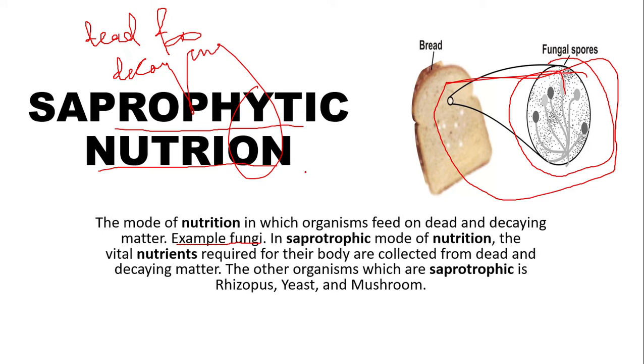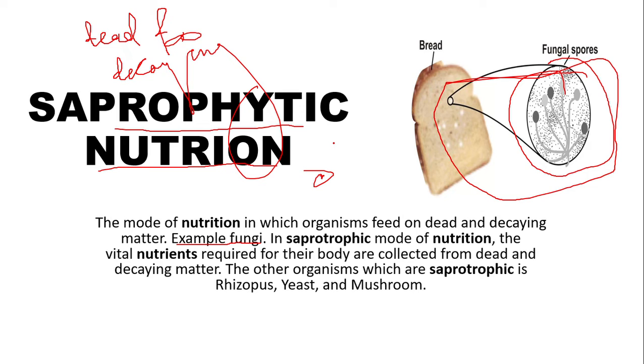You might see, when food gets rotten, black spores and white spores. This is all nothing but fungus. Remember, when you see fungi, it's a saprophytic nutrition. In this saprophytic mode of nutrition, the vital nutrients required for the body are collected from dead and decaying matter.